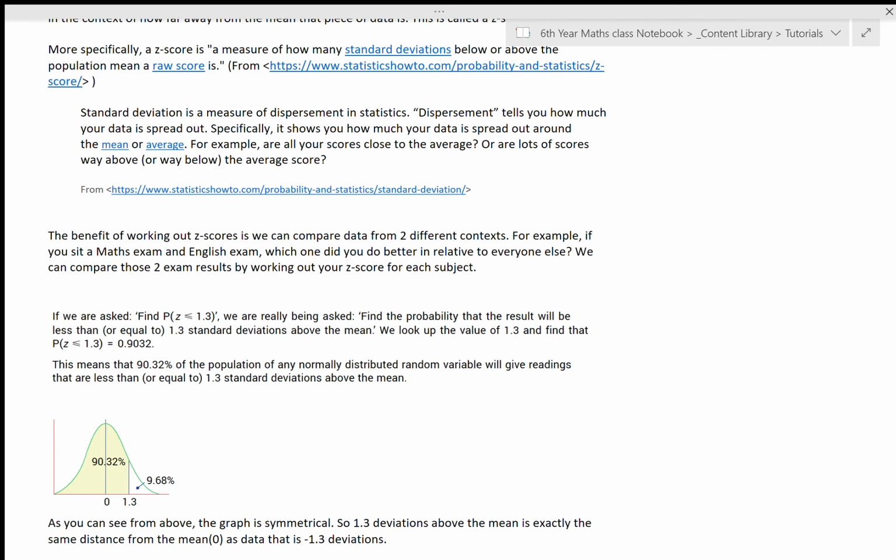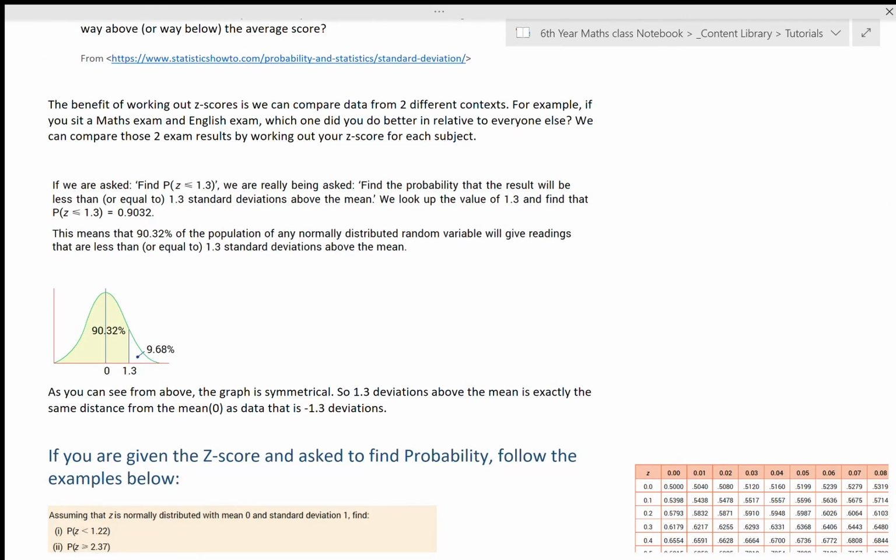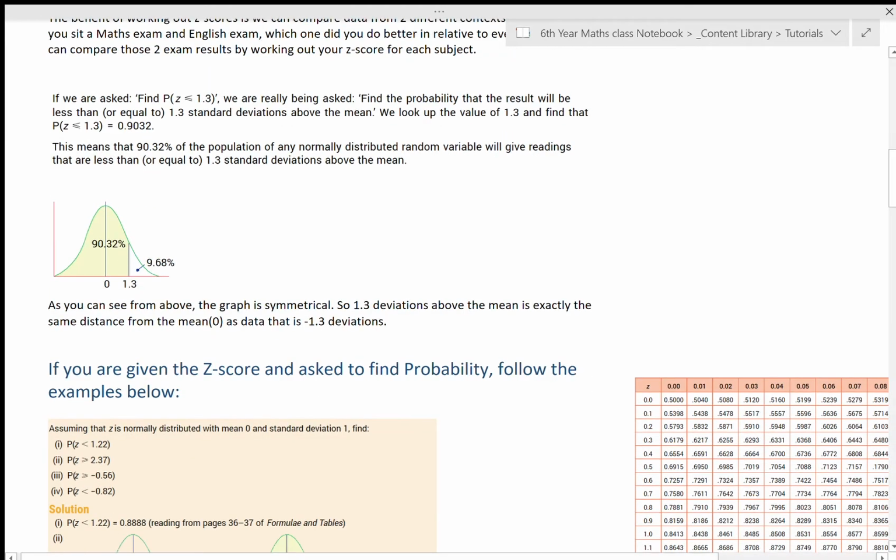So that means that 90.32% of the population will give you an answer of less than or equal to 1.3 standard deviations above the mean. Okay, and then in graphical terms you can see that's what that means. So this could be, are you in the top, this person here will be in the top 10% of whatever they're specifically marking or testing.